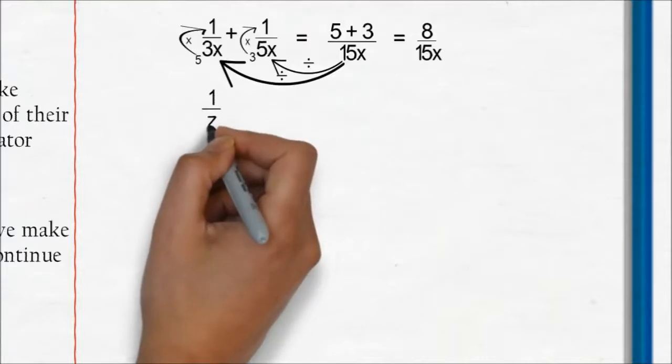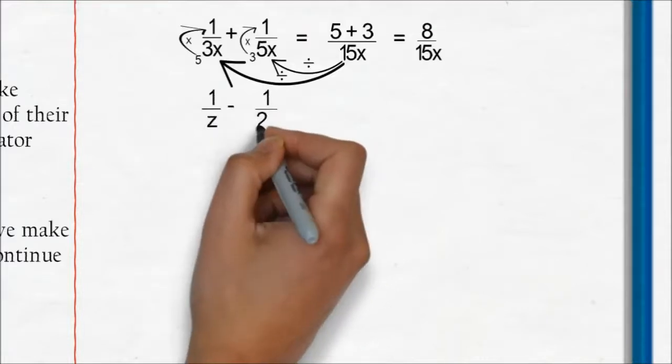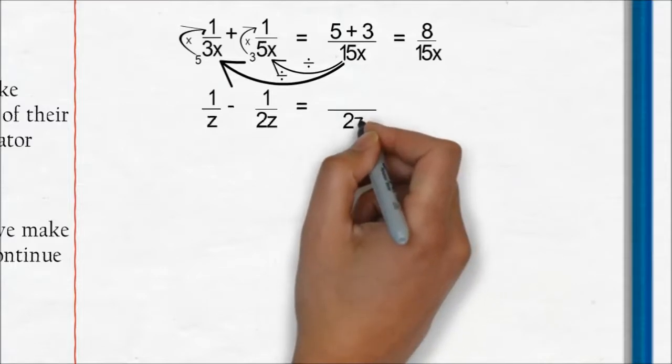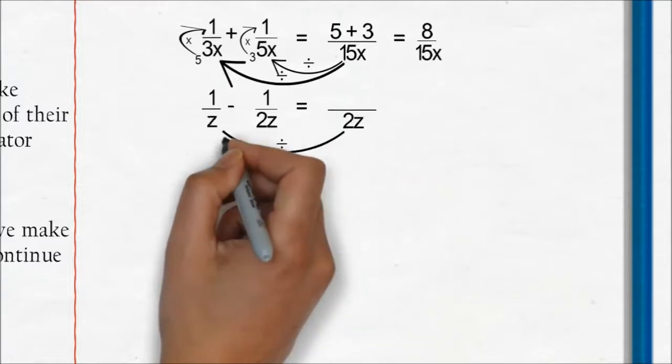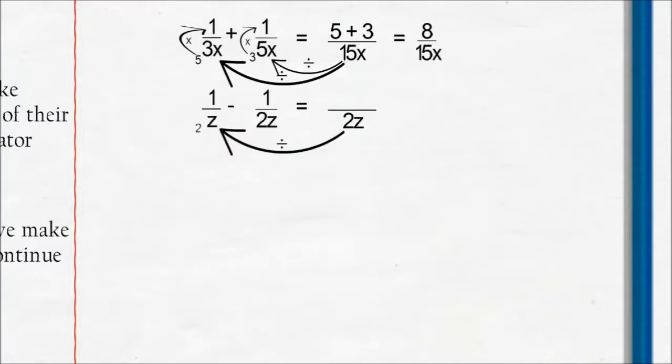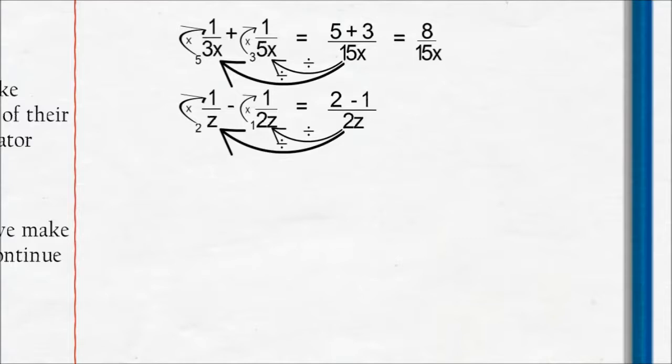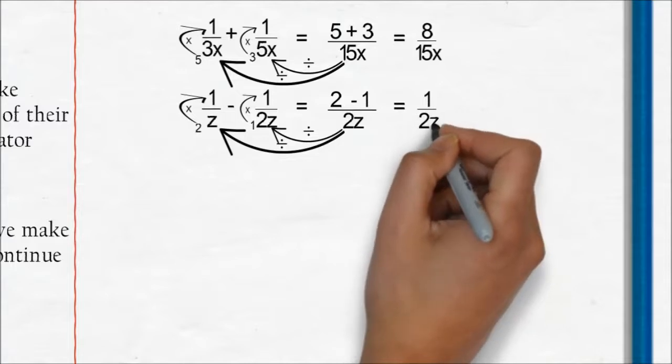In number 4, we have 1 over z minus 1 over 2z. Also, we find the LCM of z and 2z. That would be 2z. Then we simply divide 2z by z. That would give us 2. Next, we say 2 multiplied by 1. Then we have 2. Also, we say 2z divided by 2z. That would give us 1. 1 multiplied by 1, and we have 1. Therefore, 2 minus 1, we have 1 over 2z.